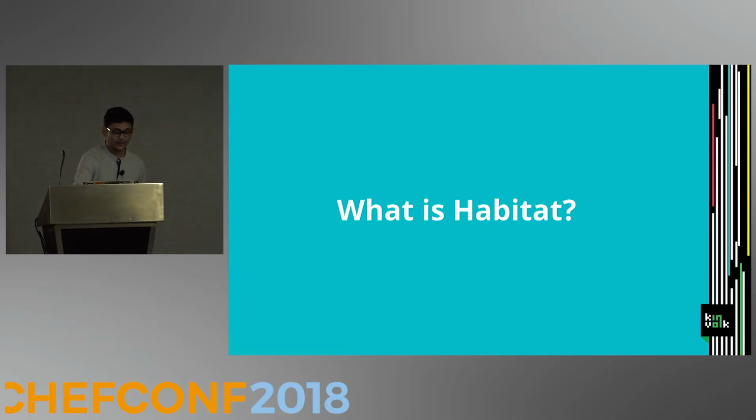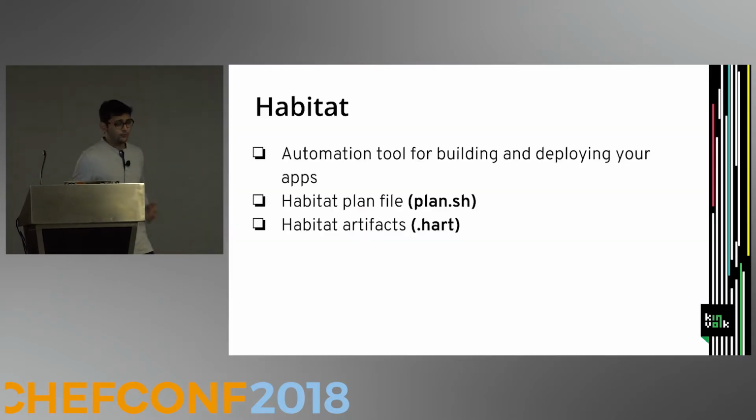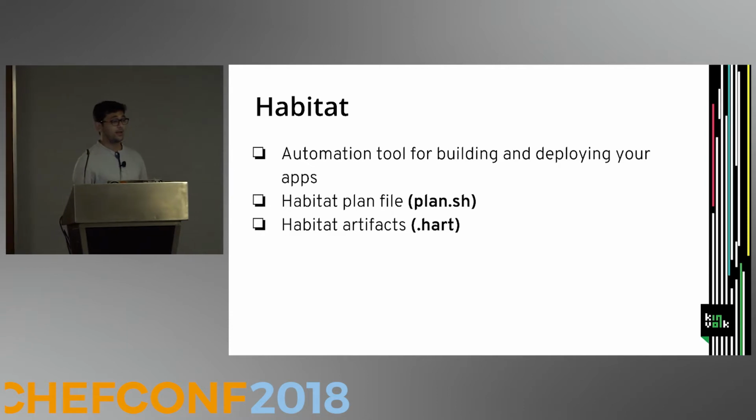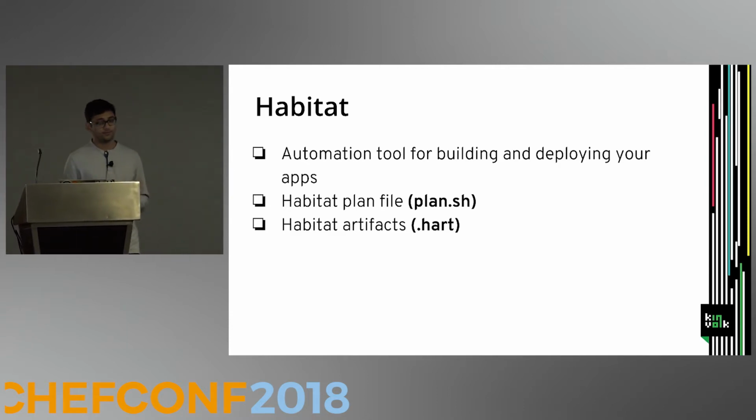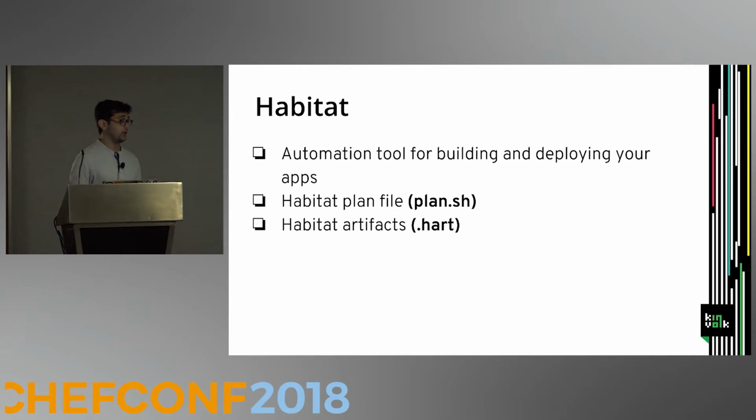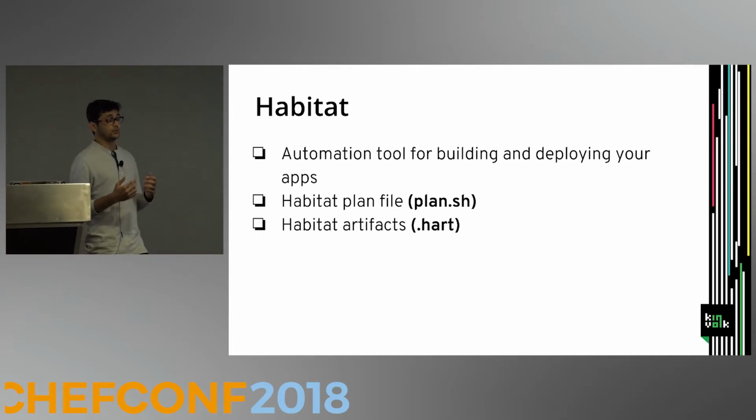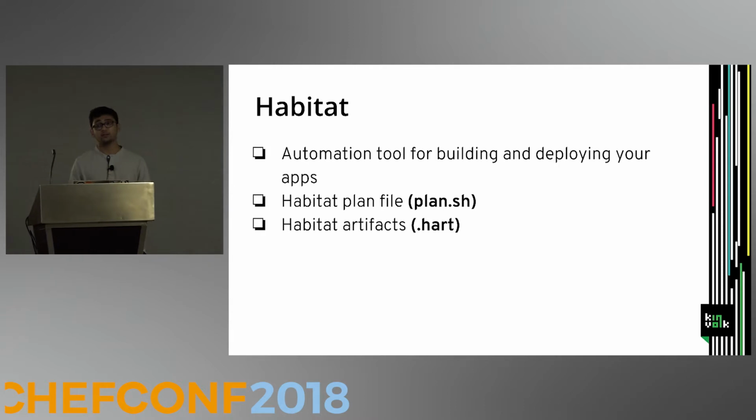So what's Habitat? If you attended the keynote earlier today, you might have seen a nice demo by Nell. What Habitat lets you do is automate building and deploying your applications by supplying a plan file, which is the plan.sh file. This plan.sh file creates a Habitat artifact, which is called the .hart file, which is nothing more than a tarball that Habitat understands how to extract, download and manage.